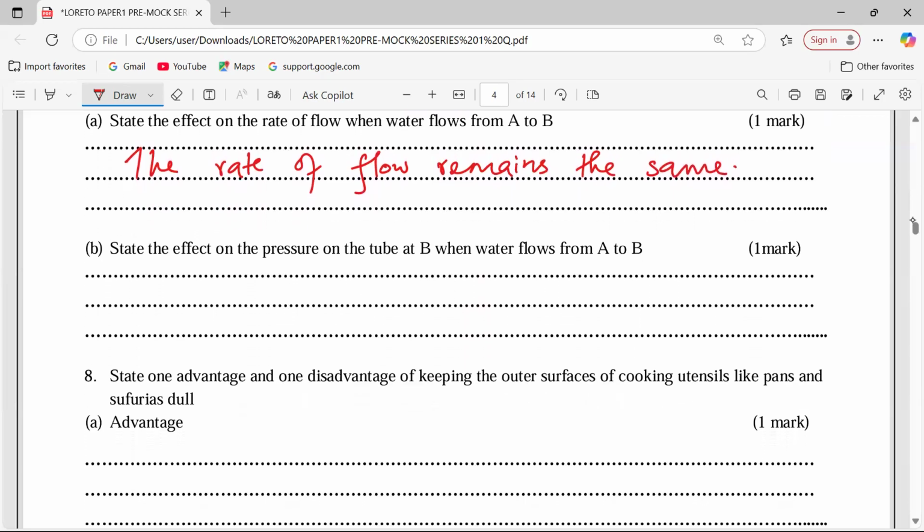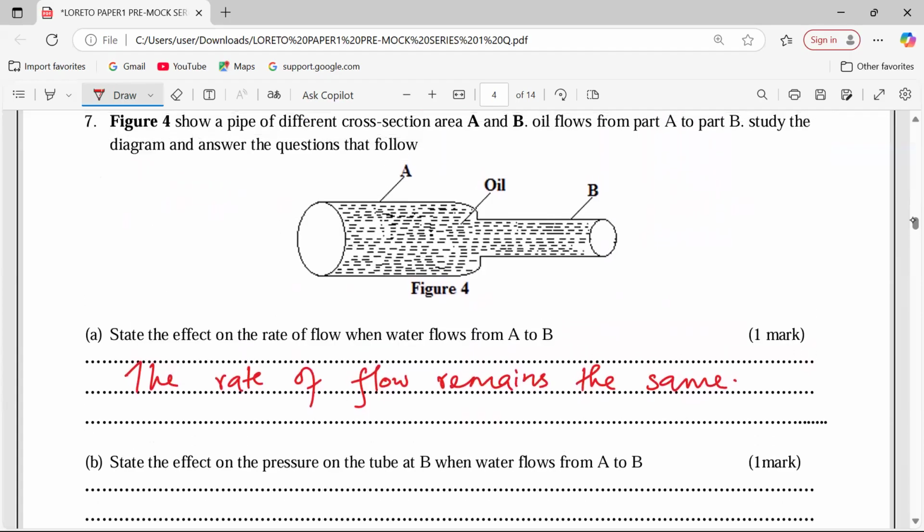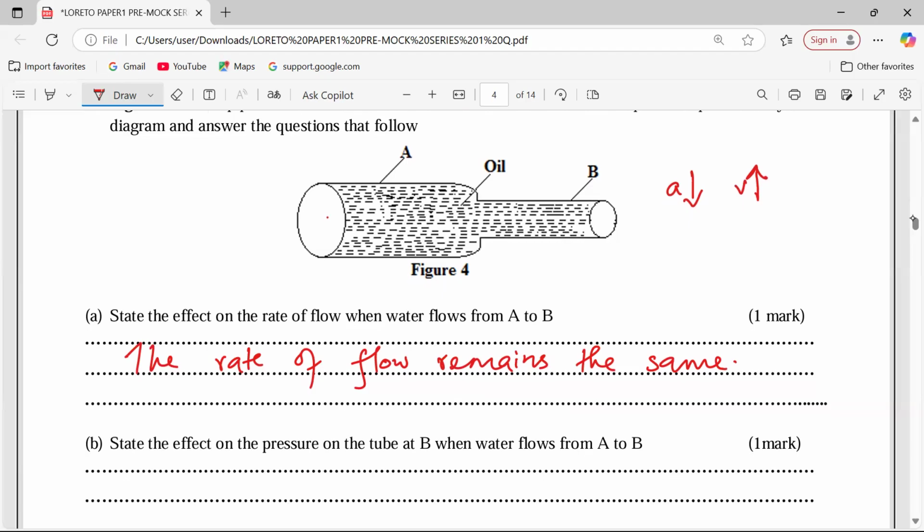Part B. State the effect on the pressure in the tube at B when water flows from A to B. What happens to the pressure of this fluid? Remember, there is variation in area and velocity. We have a big cross-section area, which translates to little velocity. As we transition to section B of this pipe, the area reduces and consequently velocity rises. For a fluid flowing steadily, with streamline flow and incompressible, an increase in velocity, according to Bernoulli's effect, leads to a corresponding decrease in pressure.